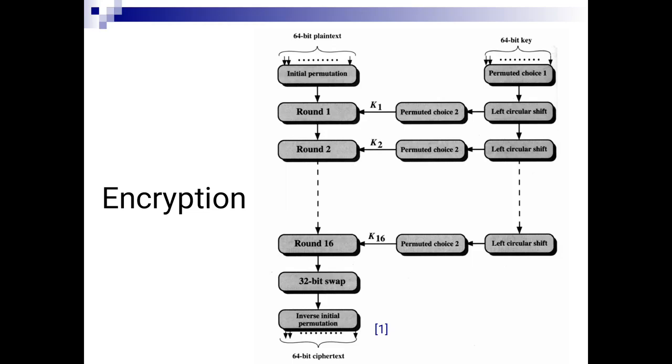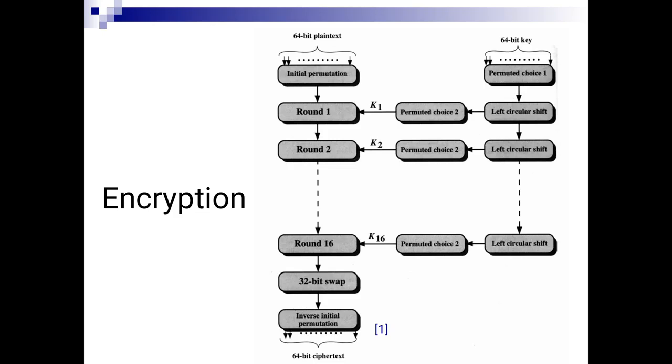And next one is output feedback. It is also randomized encryption and sequential encryption, but pre-processing is possible. Error propagation is limited, subject to the limitations of a stream cipher.